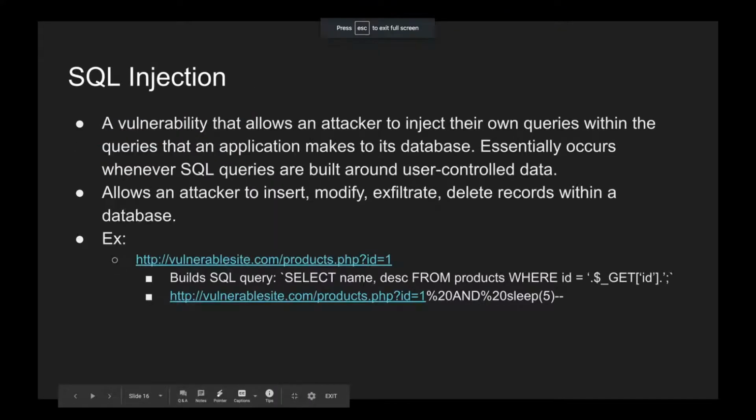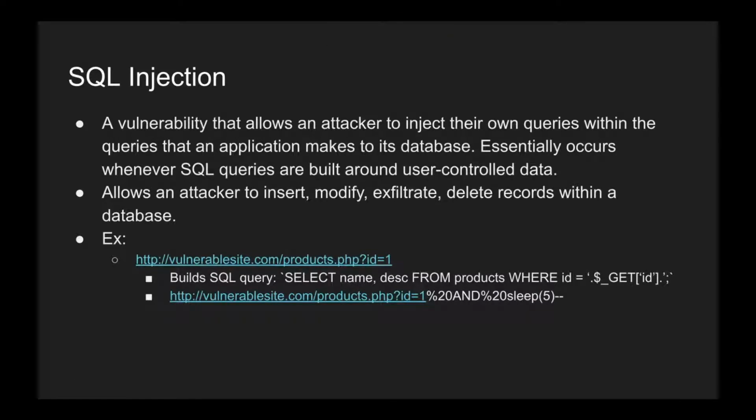So the next bug I'm going to talk about briefly is SQL injection. SQL injection is kind of straightforward in the name, but essentially it's a vulnerability that lets an attacker inject their own SQL queries within queries that an application sends to its database. It occurs whenever SQL queries are built around user-controlled data. This allows an attacker to insert, modify, exfiltrate, or delete records within a database.